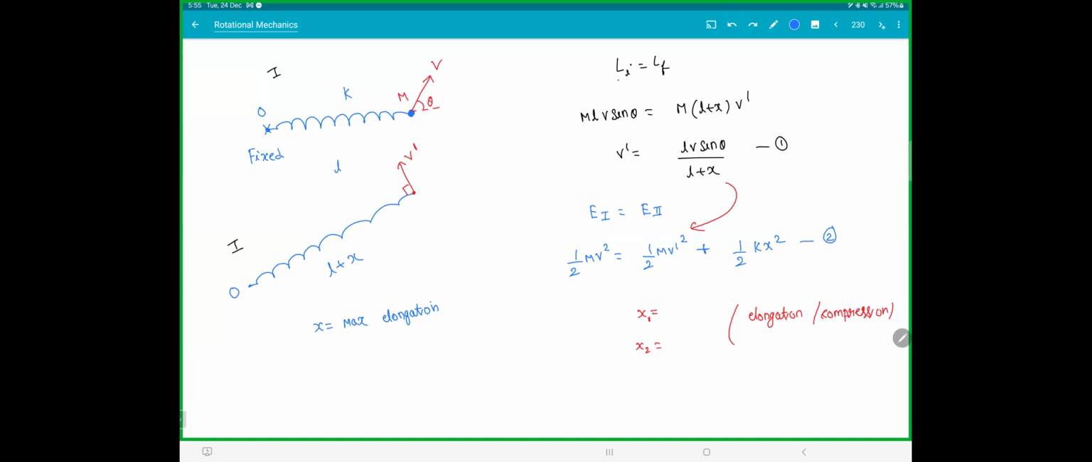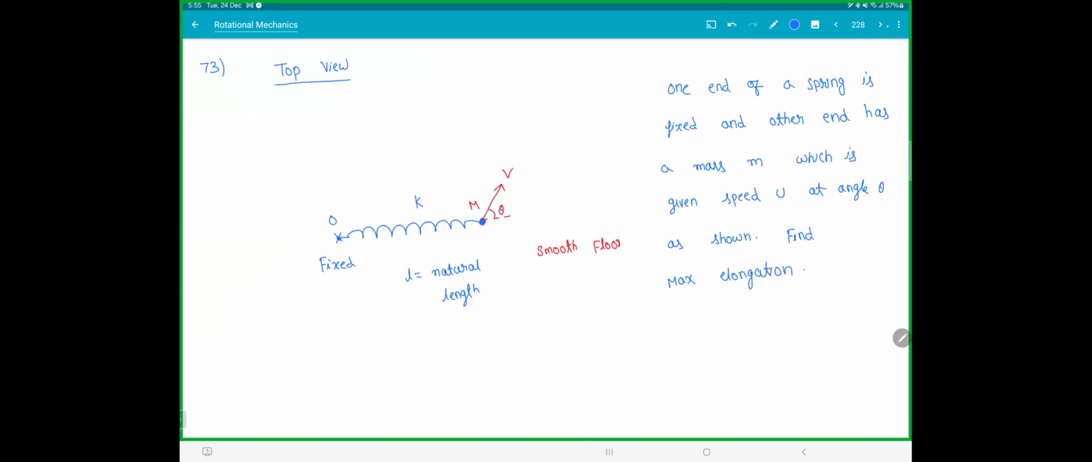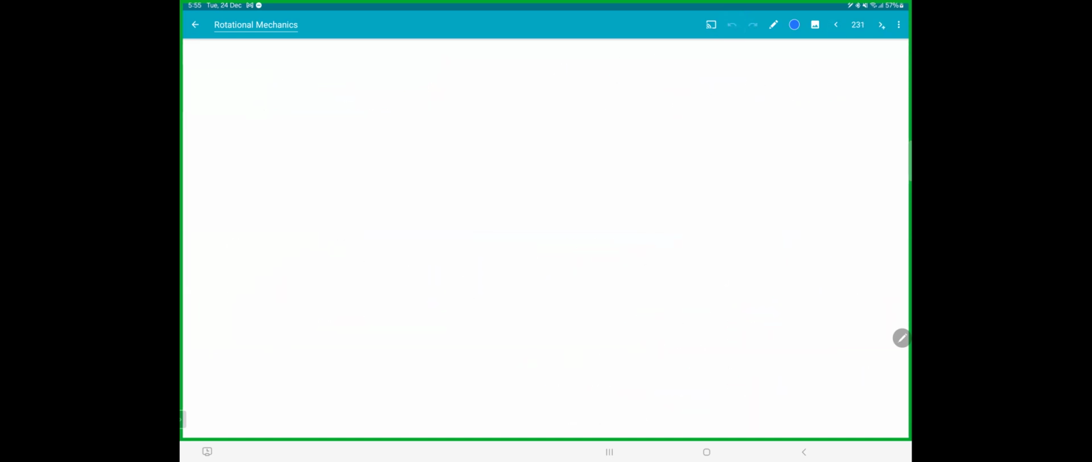You'll have particles going in ellipse, particles going in parabola. You have different trajectories. We can't solve those things normally. The only technique we have is angular momentum. Next one.